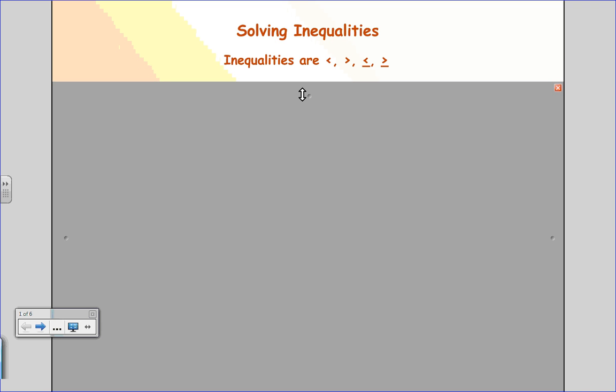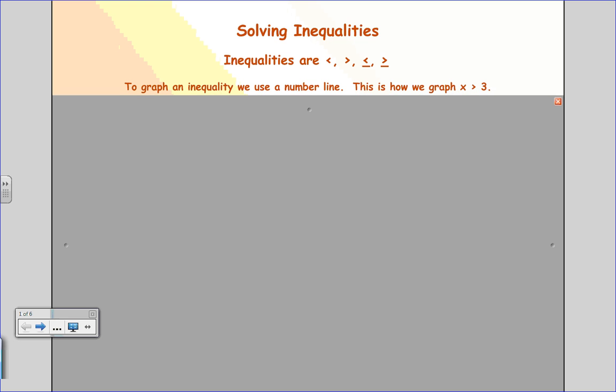Inequalities are like equations, but instead of an equal sign, you're going to use the less than, the greater than, the less than or equal to, what the bar means, or the greater than or equal to. Again, that's what the bar means down here. It means it can also be equal to. So we're going to talk about problems today that are like equations, but use those.